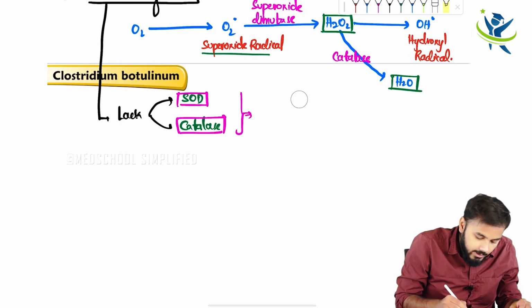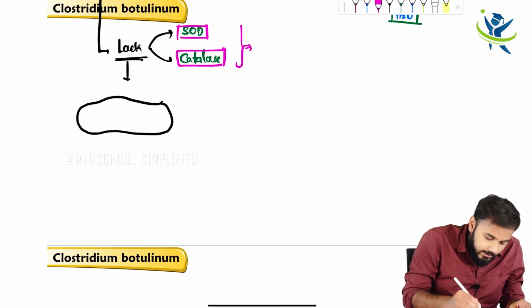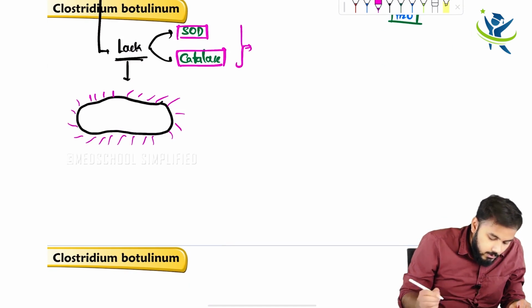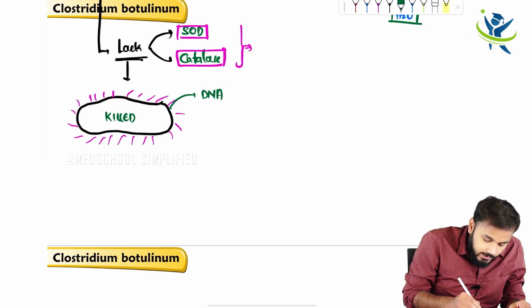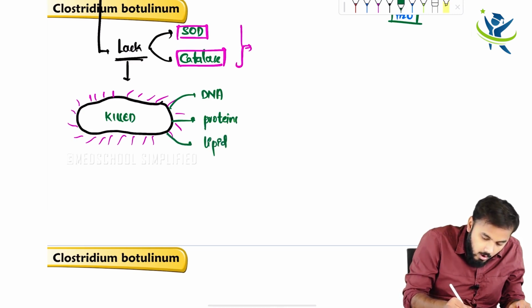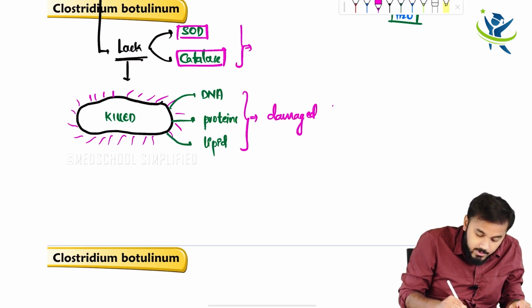Let me write it another way. What will happen when they lack these enzymes? For example, if this is your bacteria over here, what is going to happen? The bacteria is going to be killed. How? Because the bacteria's DNA, proteins, and lipids will all be damaged by free radicals.